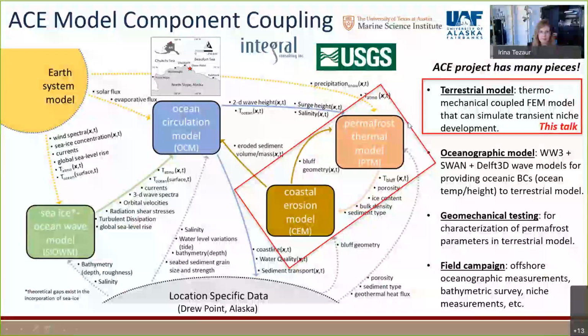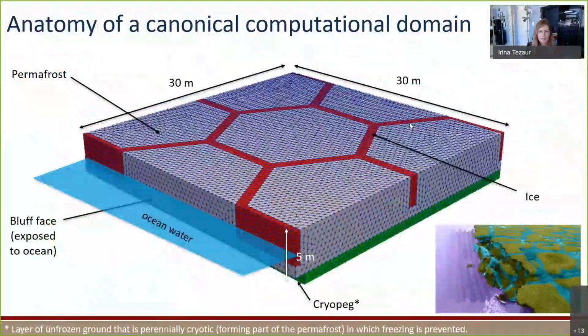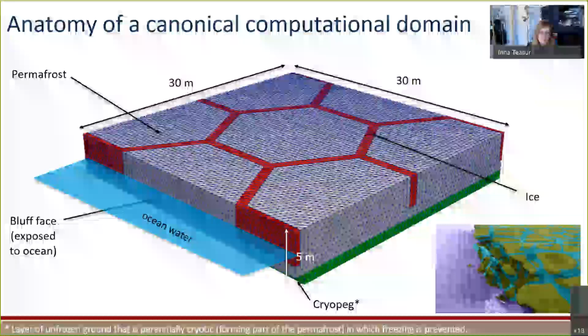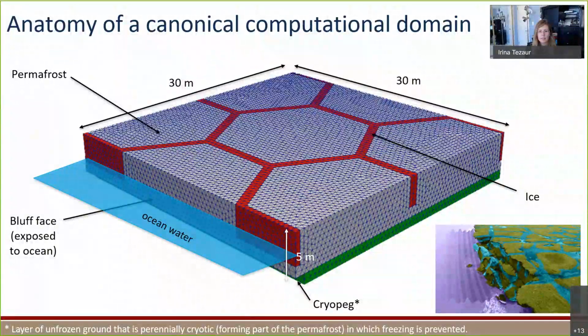Okay. All right. So before I get into the details of the finite element thermo-mechanical model we've been developing as our terrestrial model, I wanted to discuss a little bit the anatomy of a canonical computational domain for one of these problems. So the slide shows a representative domain. So you can see this is 30 by 30 by 5 meters. So that's going to be characteristic of the domain sizes that we're targeting with the microscale model.